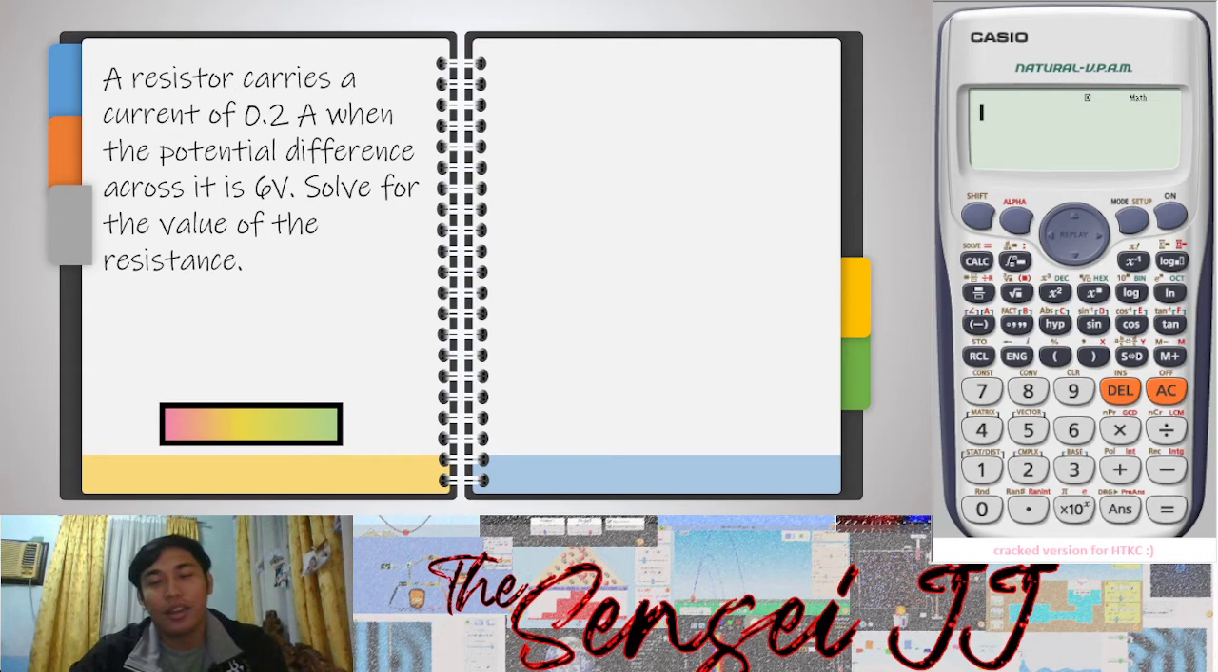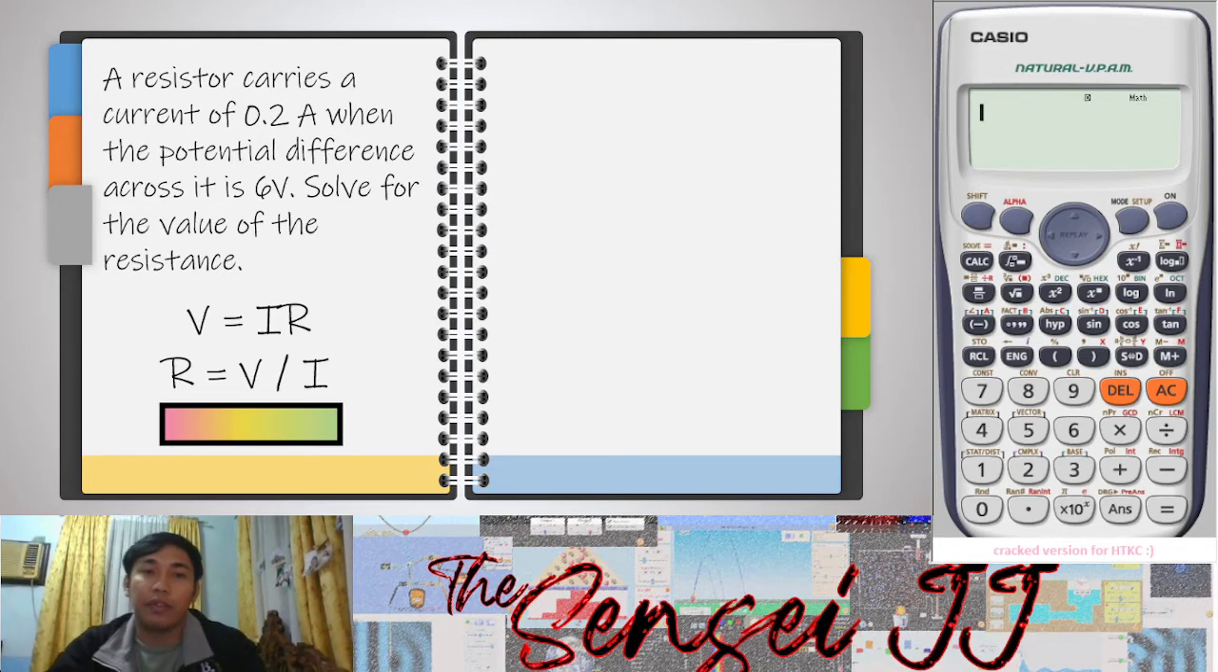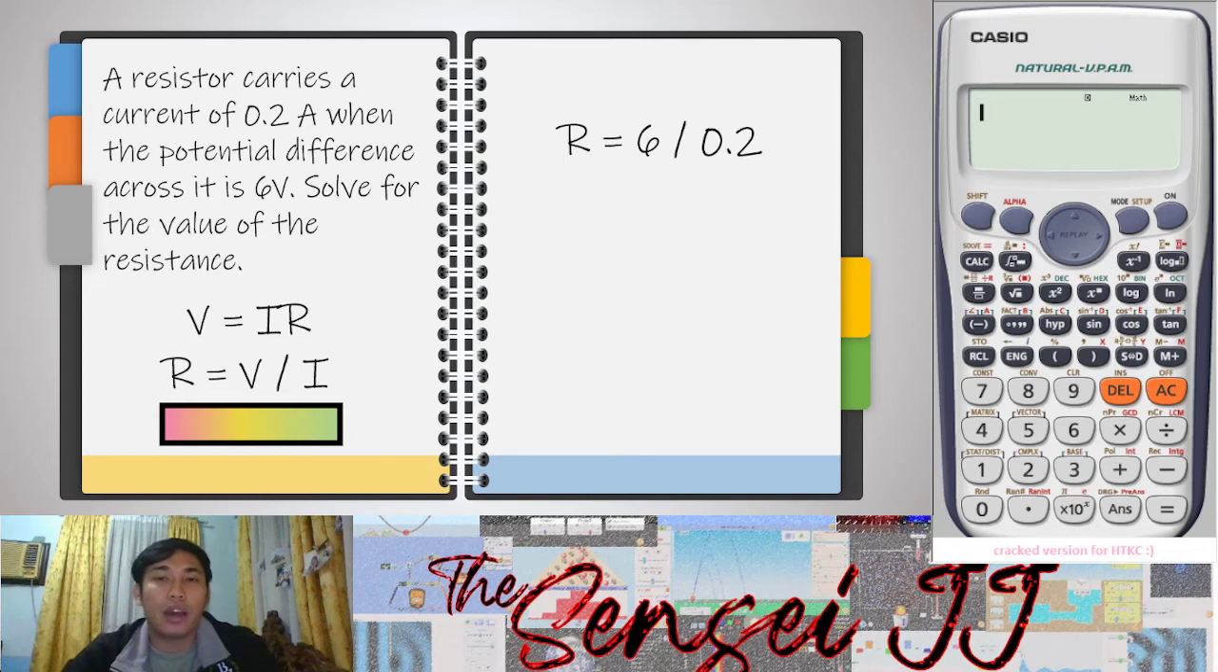Okay, so let's try to solve for this. We have our formula, V equals IR, the formula that I showed you a while ago. We are looking for the resistance. So cross multiplying, we have R equals V over I, or resistance is equivalent to voltage over current. With this, we can solve for our resistance. It's a direct substitution: 6 volts over 0.2 ampere. So in this case, we have a resistance of 30 ohms.